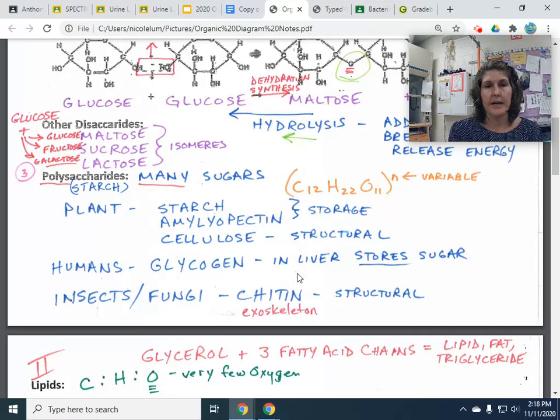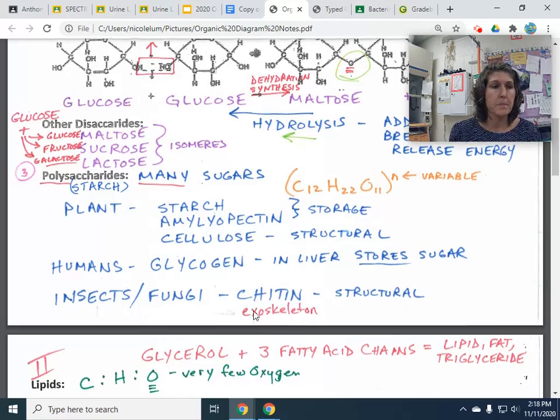Insects and fungi have chitin, which is a structural polysaccharide. Within fungi, it makes up the cell walls. Within insects and other arthropods, it makes up their exoskeleton.